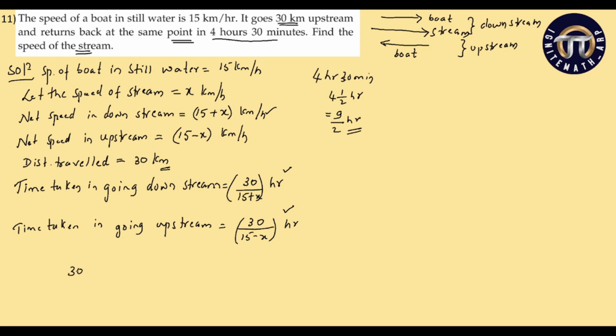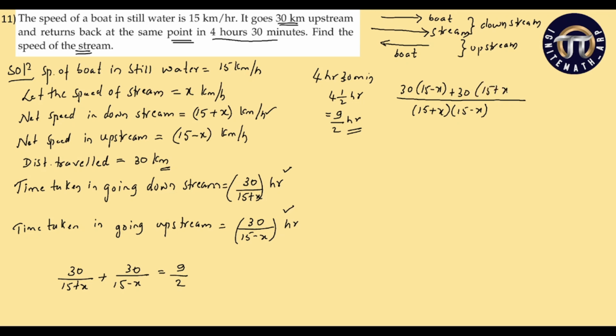I'll frame the equation like 30 divided by 15 plus x plus 30 divided by 15 minus x is equal to 9 by 2. Clear, children? Right. So now I'll take the LCM and simplify. So the LCM is going to be what, children? It is going to be 15 plus x, right? Then 15 minus x, right?